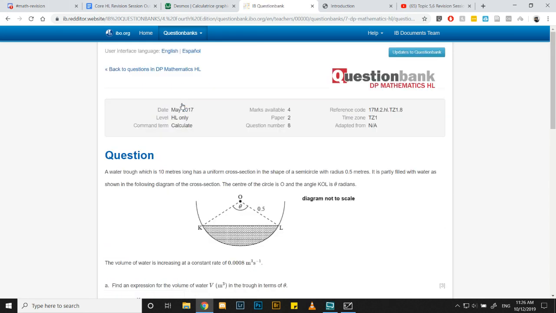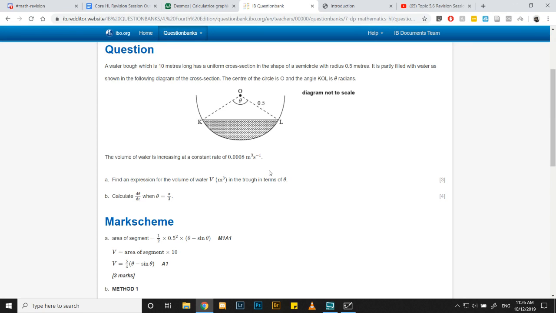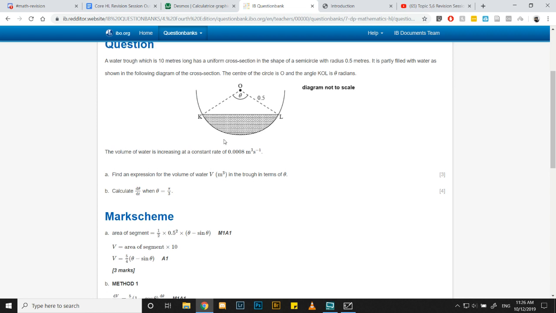Let's stick to this. So a water trough is 10 meters long, with a uniform cross section in the shape of a semicircle with radius 0.5 meters. So they're looking at this little part over here. It's partly filled with water, as shown right over there, with part of the cross section. The center of the circle is O, and the angle KOL is theta radians. So the volume of water is increasing at a constant rate of 0.008.